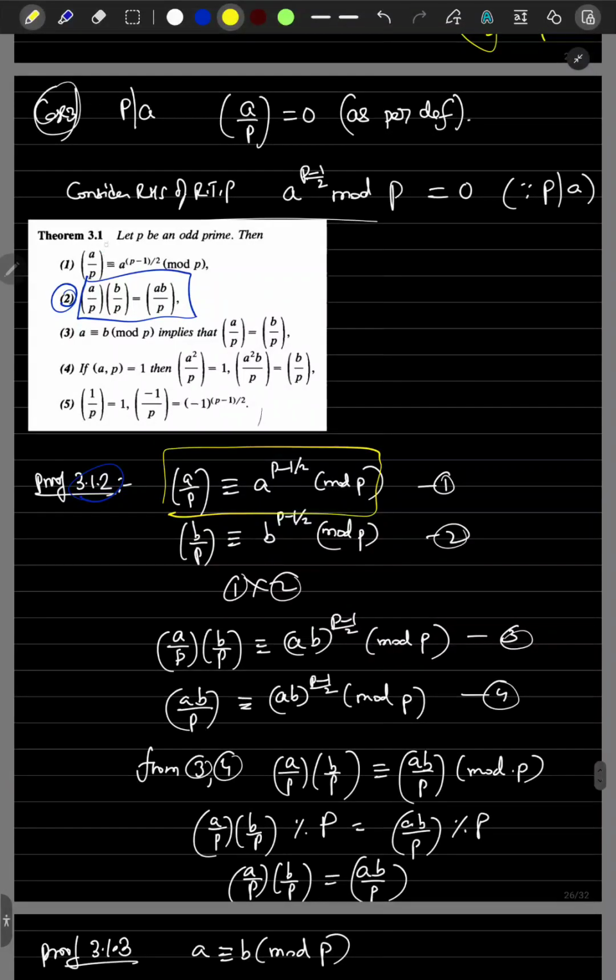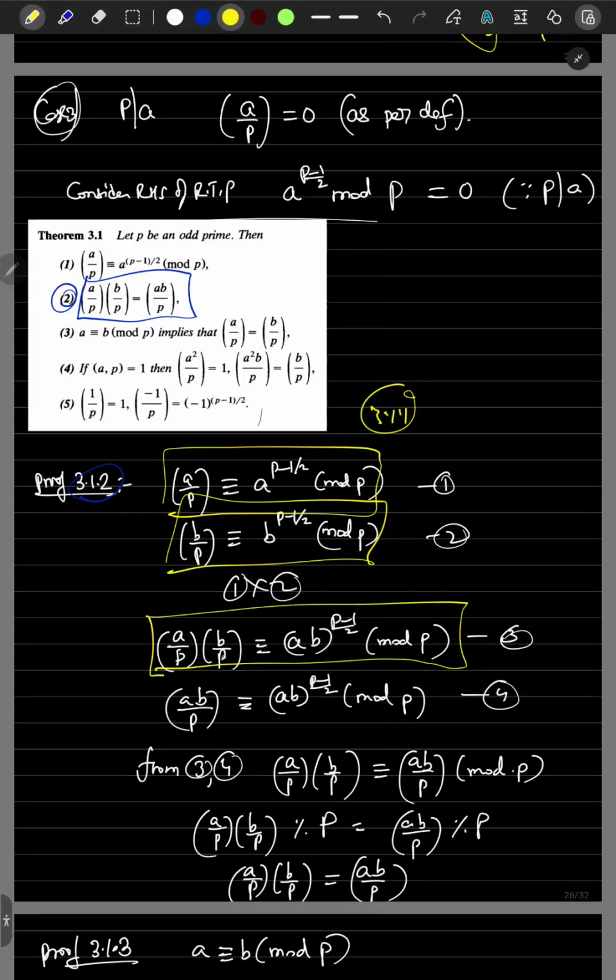Yes. Why? Because of theorem 3.1.1. Similarly, instead of A, I can write B. If I multiply both, what I am getting is like this: AB to the power P equals A to the power 1 by 2. Now leave everything and freshly consider this one. Instead of A, I am substituting AB. So in place of A, AB will be there.